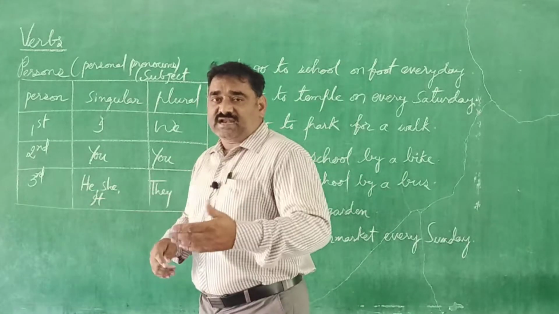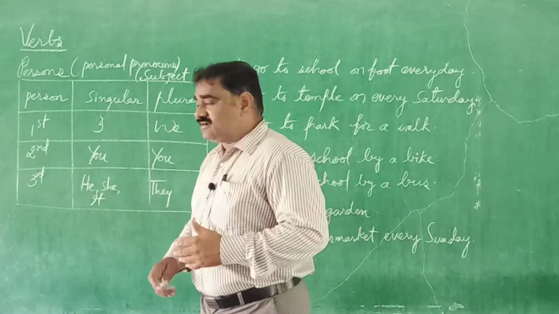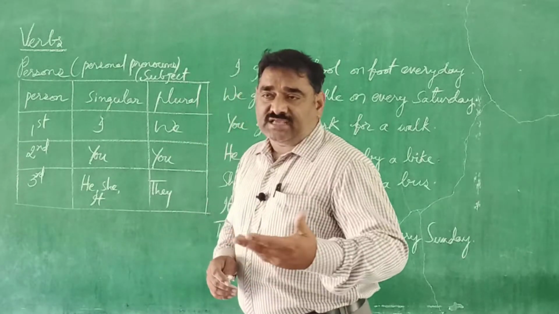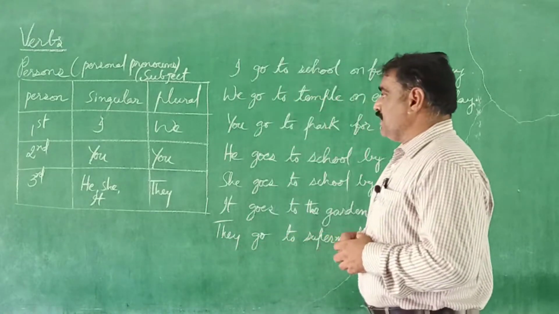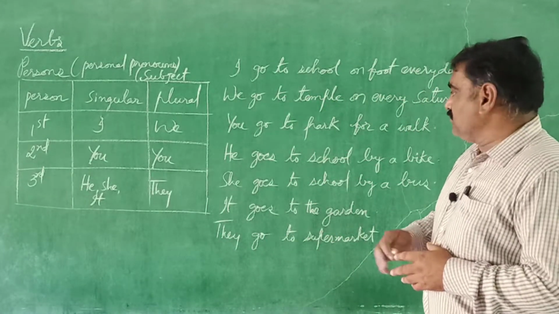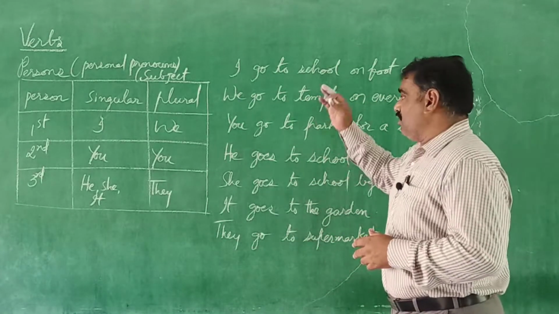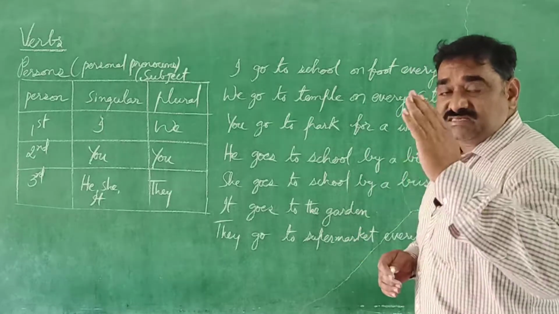He is for masculine gender, she for feminine gender, and it represents things, birds and animals even. Based on the table form, here I wrote some sentences. All the sentences belong to simple present tense.